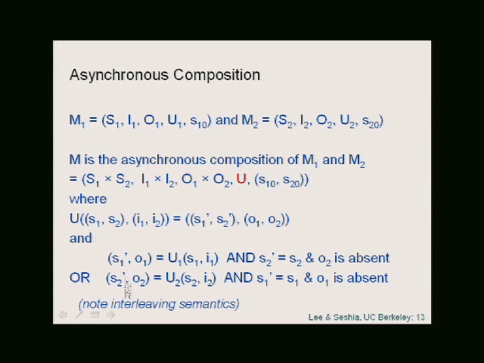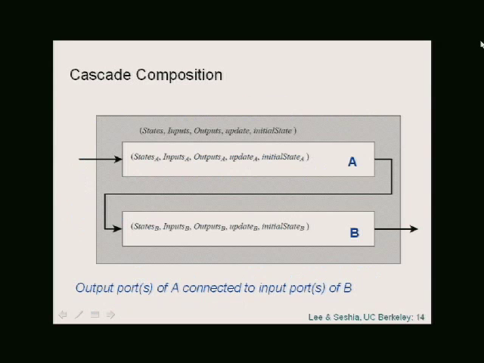Okay. So that's all I want to say about side-by-side composition. Let's move on to the second kind of syntactic composition, which is connecting two actors in cascade. Here I have an actor A, and the output of actor A is fed to actor B, and the output of actor B is going to be the output of the combined system, and the input to actor A is the input to the combined system. All right?